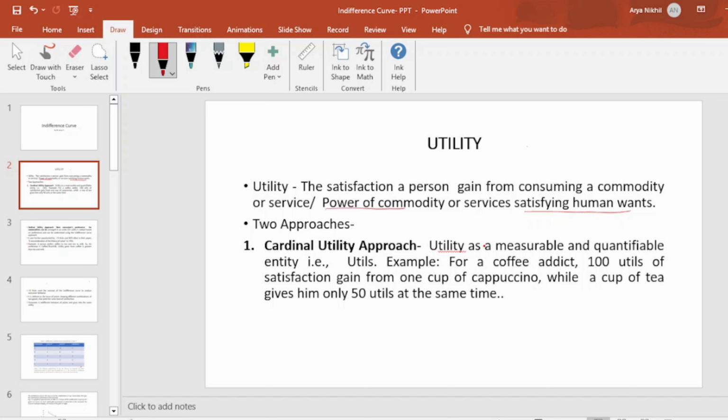Like we are saying, a cup of coffee gives 100 utils of satisfaction to me. A util is the unit we mostly use to measure cardinal utility. For example, a coffee lover gains 100 utils of satisfaction from one cup of cappuccino, while a cup of tea gives him only 50 utils. So, according to the cardinal utility approach, we can say how many units of satisfaction we gain from a cappuccino, tea or any other commodity we consume.